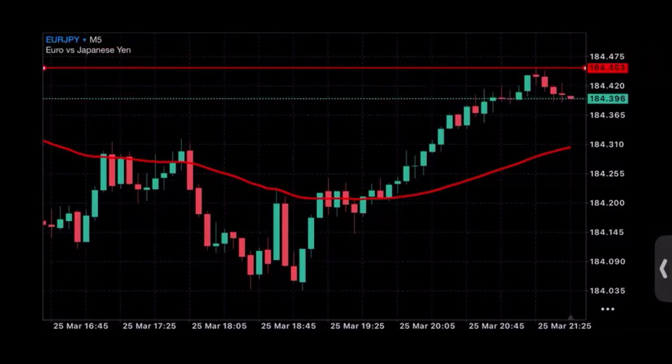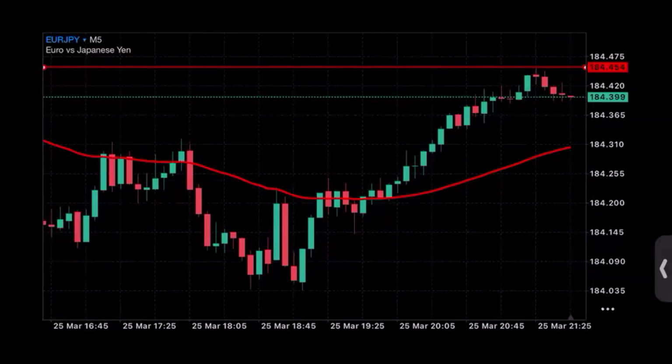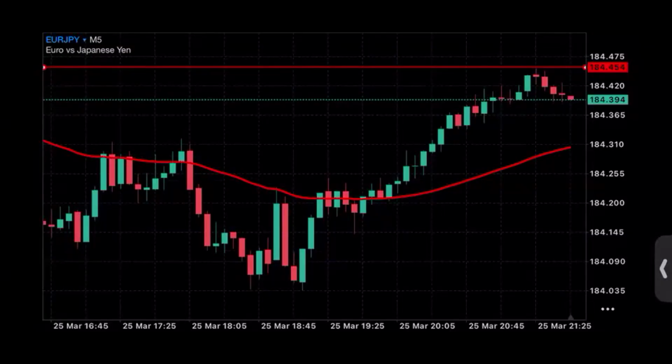Our buy stop is just going to be around 184.454, right? And then we can actually have our stop loss. Stop loss for this trade.